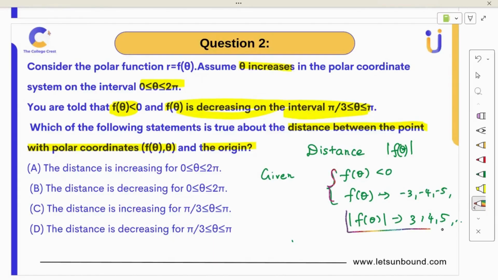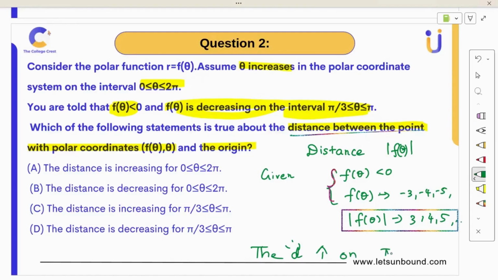And when I check the modulus, modulus means the distance between the point and origin, whatever they had asked. It's becoming positive also because it is distance, right? So distance is positive and it's increasing. Can you see 3, 4, 5? So the distance is increasing on this interval, pi by 3 less than or equal to theta less than, because I use the information given on that interval. So I can say it's increasing only on that part. So it's option C.